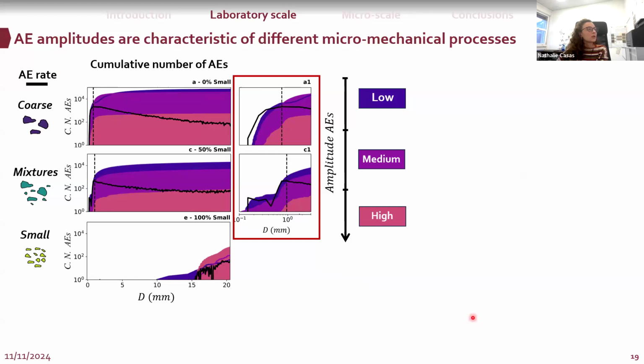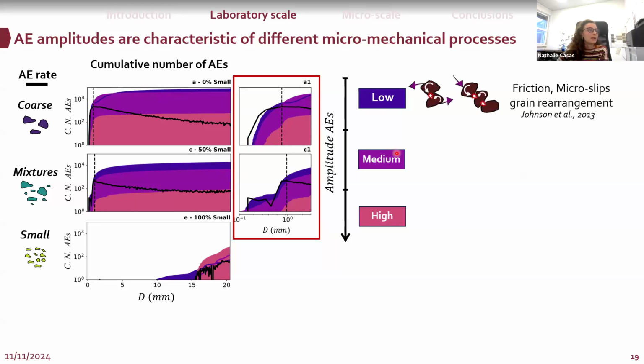Then we can go further into the analysis of this amplitude. So here are the same plots of the cumulative number of acoustic emissions. And here is the zoom in on the first 2 millimeters of these 2 experiments, where we can see a progressive evolution from low, medium, and high amplitude acoustic emissions. And it's always the same evolution. So we will not have high amplitude before the low amplitude acoustic emissions.